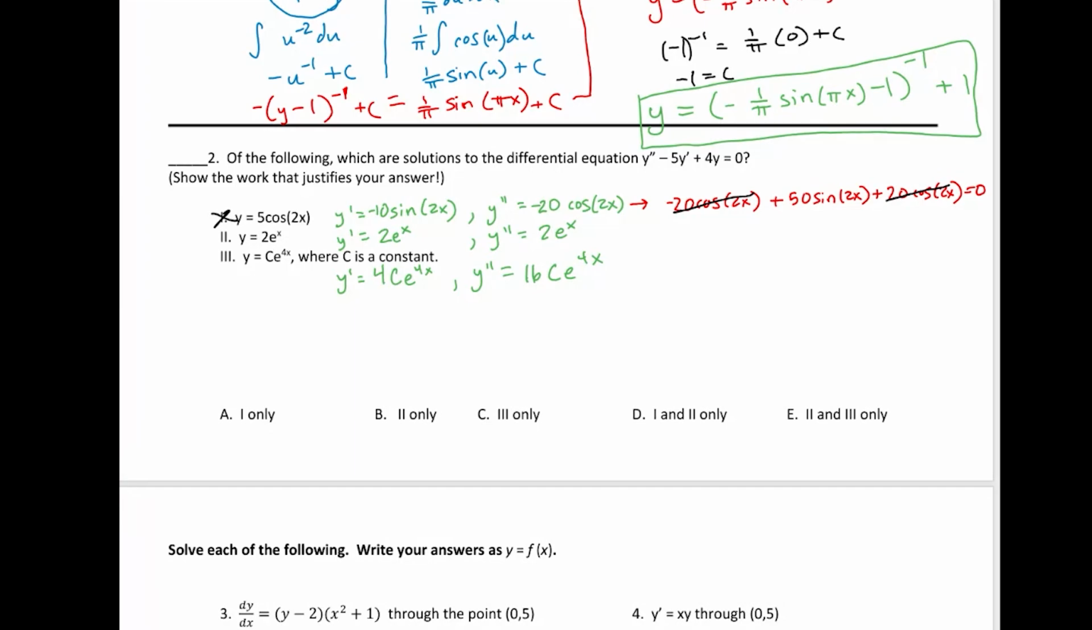So we can eliminate all of our answer choices that have 1. So it can't be A and it can't be D. So now let's test 2.